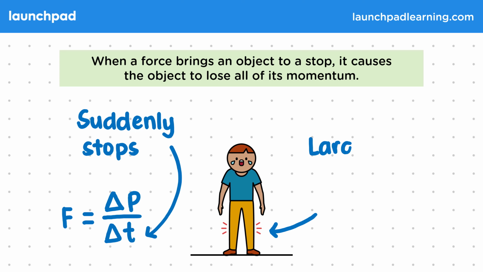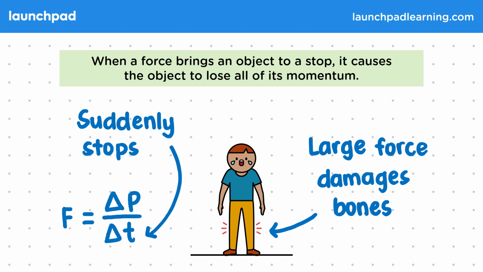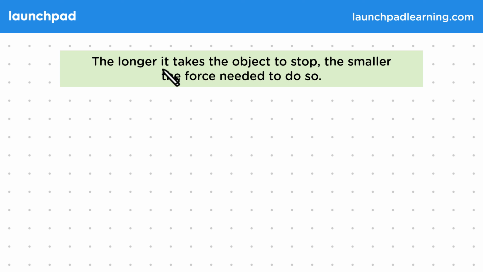Such a large force acting on the person's legs is dangerous, as it can damage the bones in them. But what exactly can we do to make this landing safer? Well, the longer it takes the object to stop, the smaller the force needed to do so.